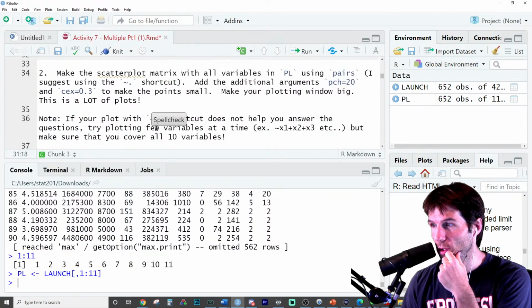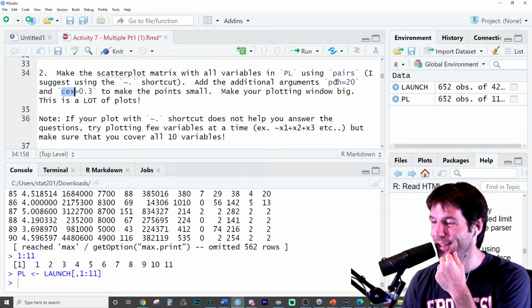Make the scatter plot matrix. With the scatter plot matrix, we're going to use the pairs function right here, and there are additional arguments you can use to change the points. This is pch, point style. It's not character.